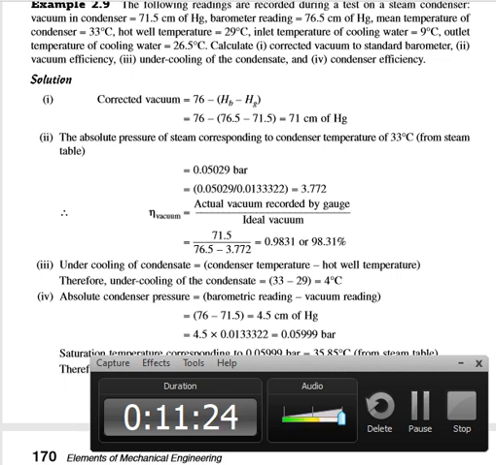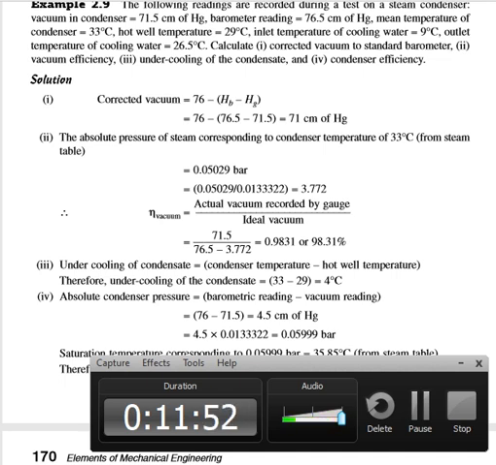Then the second parameter you have to discuss is undercooling of condensate. What is meant by undercooling? Undercooling is nothing but the condenser temperature minus hot well temperature. That is, the temperature developed in the condenser minus hot well temperature. Then we get 33 minus 29, which is 4 degrees Celsius. You are getting undercooling of condensate 4 degrees Celsius.